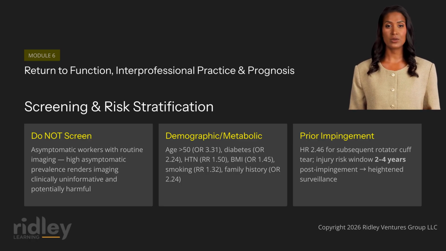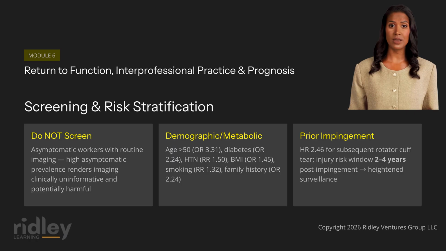Routine imaging-based screening isn't recommended in asymptomatic workers, even in high-risk occupational groups, because the extraordinarily high prevalence of asymptomatic rotator cuff abnormalities on imaging renders such screening clinically uninformative and potentially harmful through overdiagnosis. Instead, screening should focus on symptom-based assessment and risk factor identification.